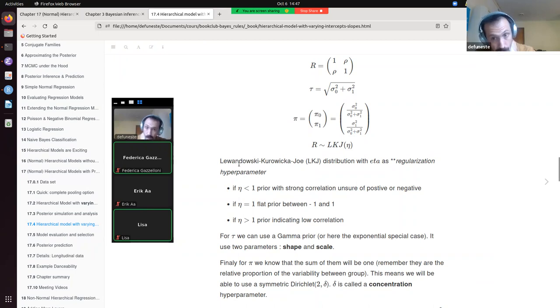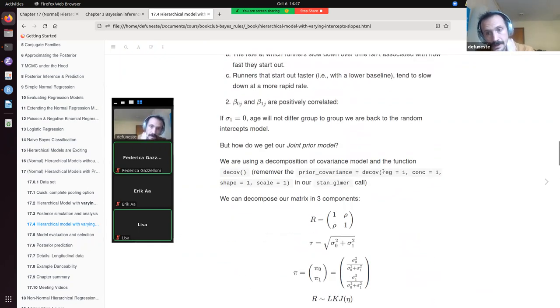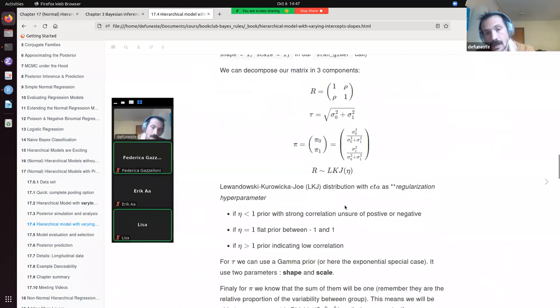The first one is the Lewandowski-Kurowicka-Joe, also known as LKJ, not like the people. And it takes only one parameter, eta. This parameter is a regularization parameter. If you remember correctly, this is the reg one here. And if this parameter is bigger or smaller than one, you can check in the book. We have a strong positive correlation, or however strong a correlation. So this is when you will have a correlation, a strong one, but you don't know. This is a prior, so this is your previous knowledge.